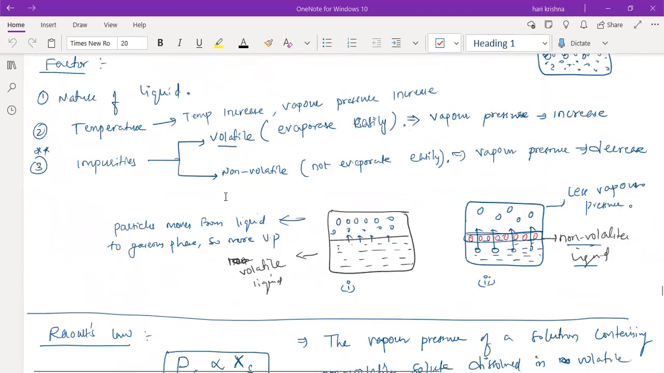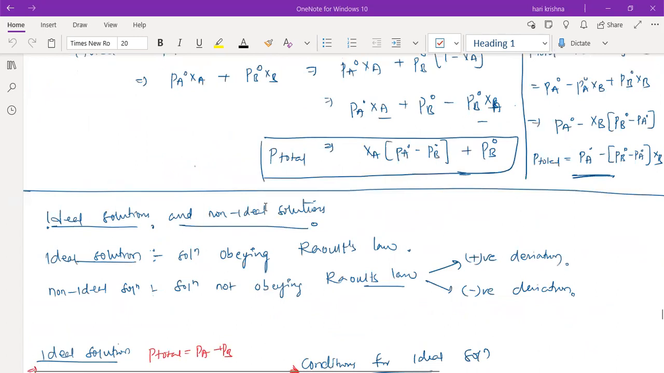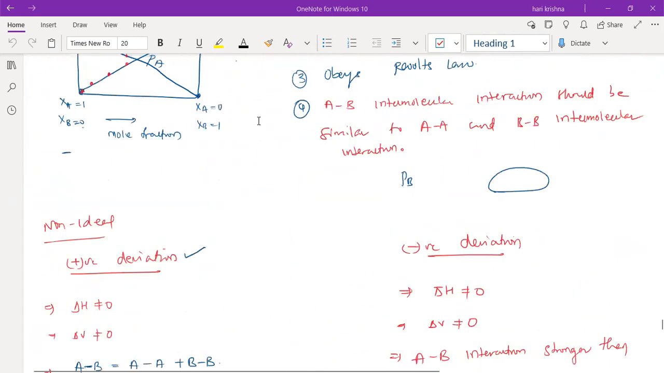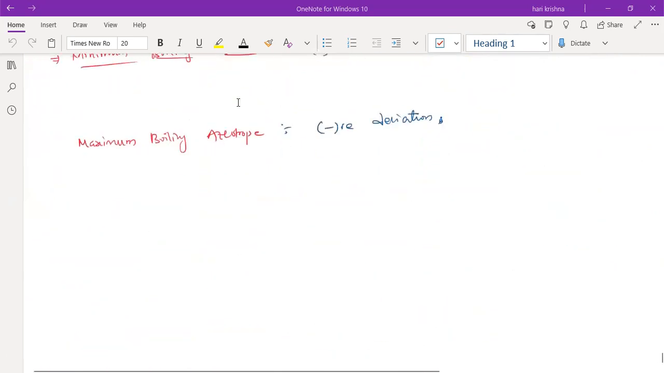So any doubts in these? Any doubts in this? No, sir. If you have any doubts, you can ask me or else we'll start the new topic, today's class. And today's class, we have some numericals also. Can you start the class? Yes, sir.